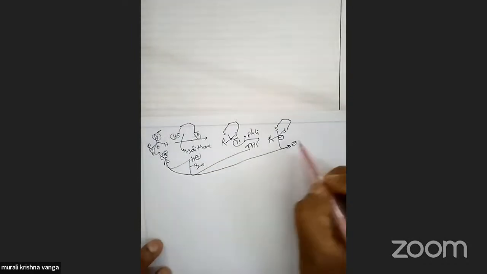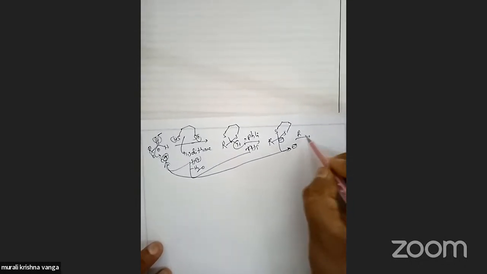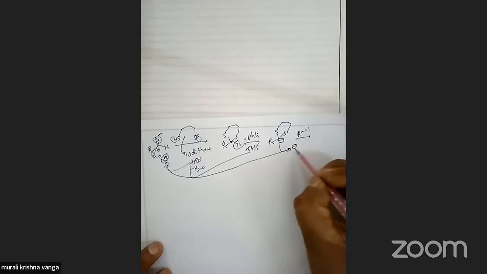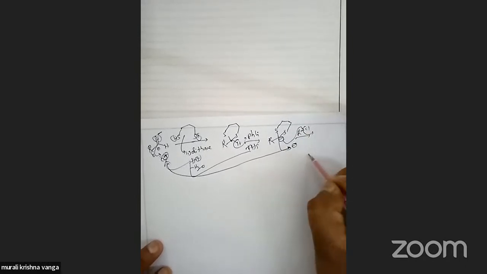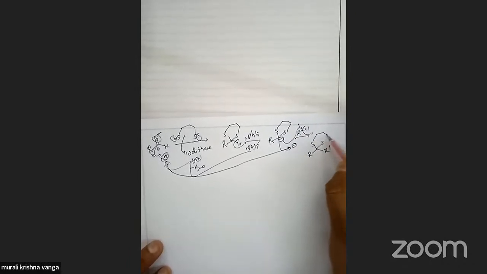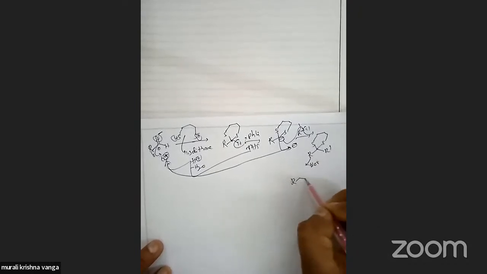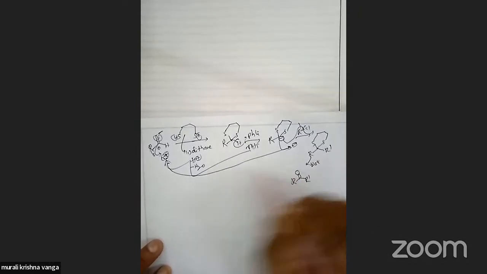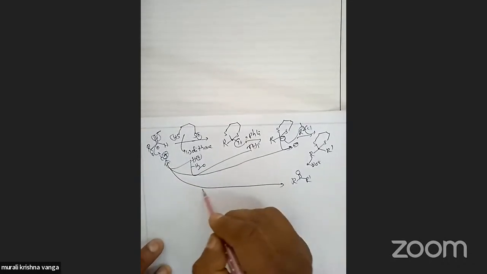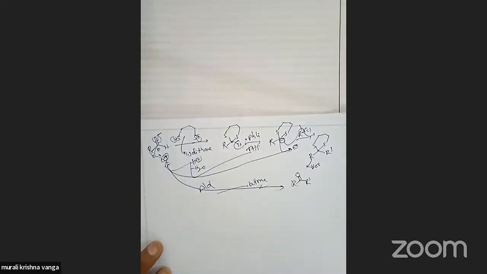So when this compound reacts with an alkyl chloride, R dash, replacing this chlorine, and when it undergoes hydrolysis, it produces ketone as the product. Another method: aldehyde is converted to ketone. This aldehyde is converted to ketone. This is the reversal of polarity.